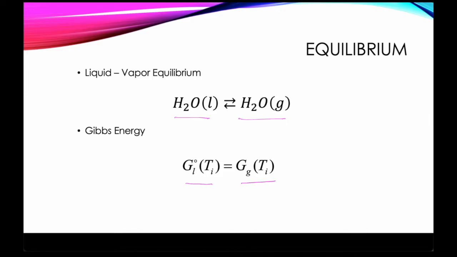Now, one thing to look at here as we discuss this is the fact that we are talking about 1 bar pressure for our liquid, standard conditions. For the vapor, it's not standard because the vapor pressure is in fact lower than 1 bar. And we're going to first figure out exactly what the Gibbs energy is at pressures lower than 1 bar.